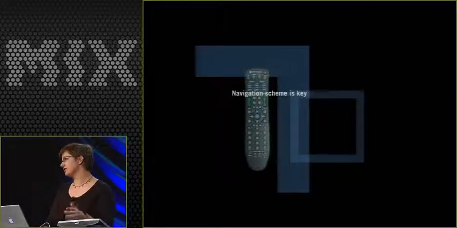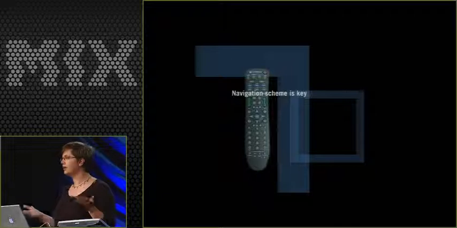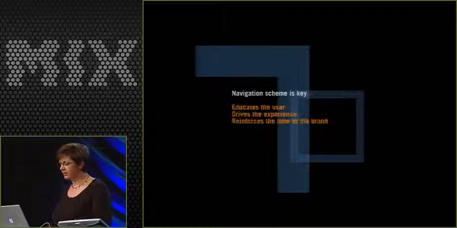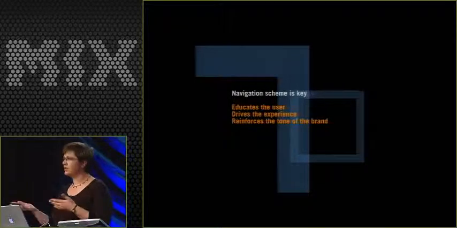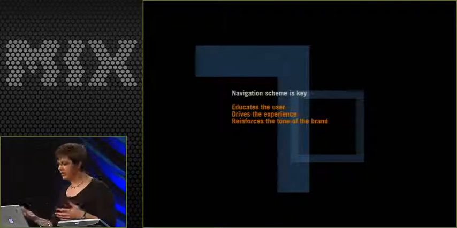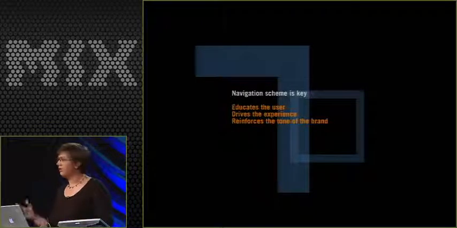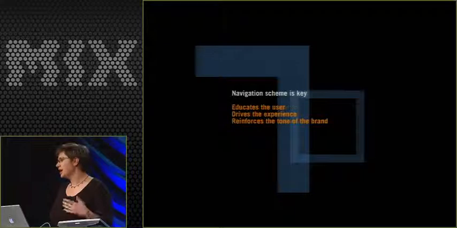Obviously, your navigation scheme is key. You're going to be developing an interaction model that's really critical to the user understanding how they're going to be finding content. The scheme needs to educate the user about where content is. It needs to be easy to use and intuitive. It's going to drive that overall experience. And lastly, it's always going to be sort of an extension of the brand.